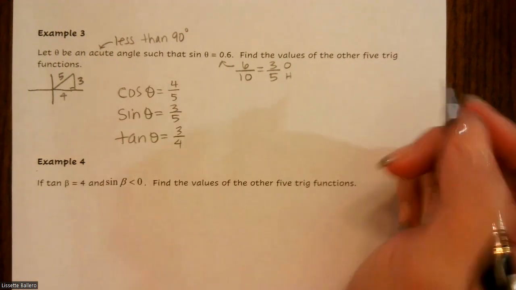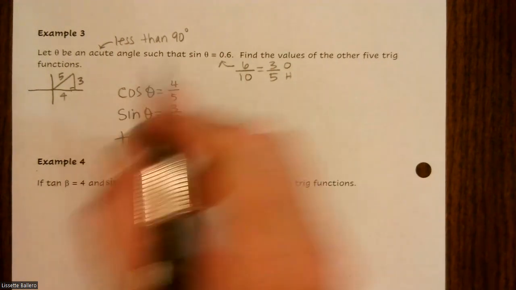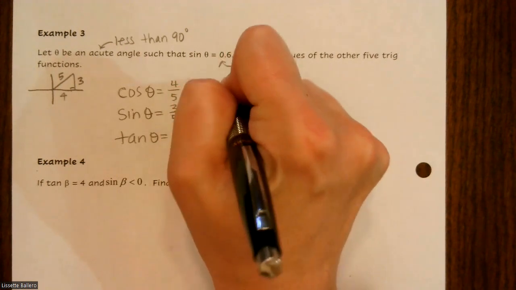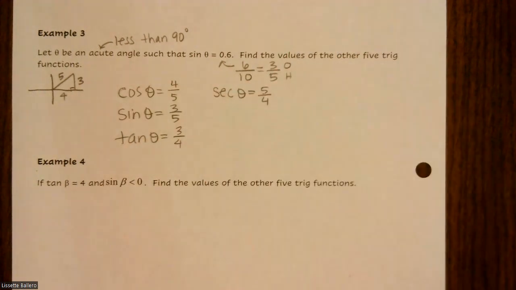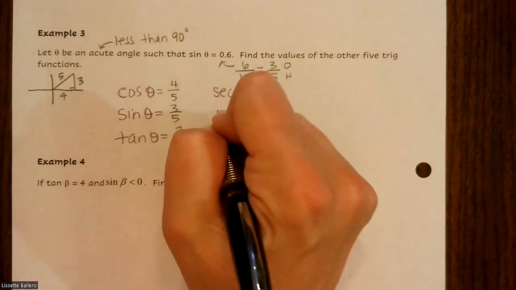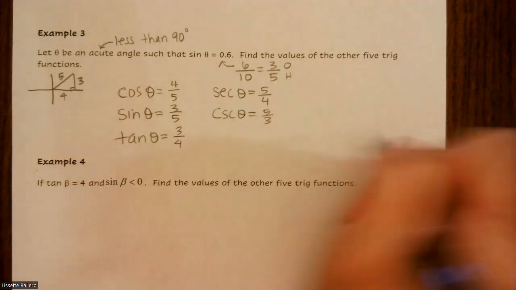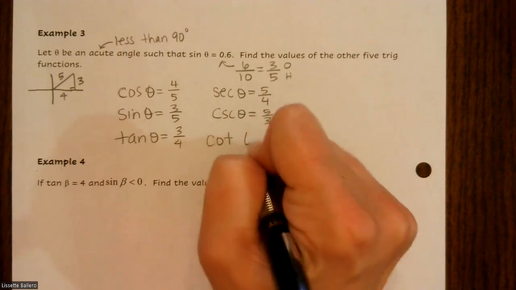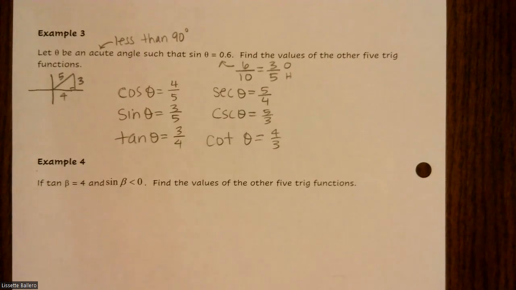Now, in this case, our reciprocal ones are going to be really easy since these were all very basic fractions. Cosine is going to be, the reciprocal is secant of theta, and so that's going to be 5 over 4. The sine, its reciprocal is the cosecant of theta, and that is going to be 5 over 3. And then the reciprocal of tangent is going to be the cotangent of theta, and that will be 4 over 3. They are reciprocals, so they are flipping. And so that would be all of our other 5 trig functions that they didn't give us.